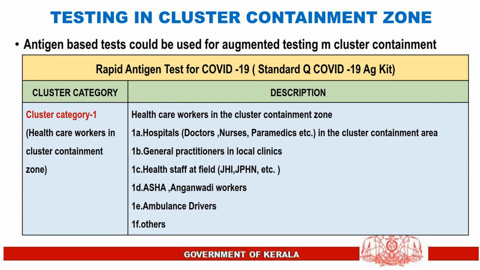Testing in cluster containment zone. Antigen-based tests could be used for augmented testing in cluster containment. Rapid antigen test for COVID-19 using Standard Q COVID-19 AG kit. Cluster Category 1 includes healthcare workers in cluster containment zone like hospitals, doctors, nurses, paramedics etc. in the cluster containment area, general practitioners in local clinics, health staff at field, JHI, JPHN, etc., Asha, Anganwadi workers, ambulance drivers and others.